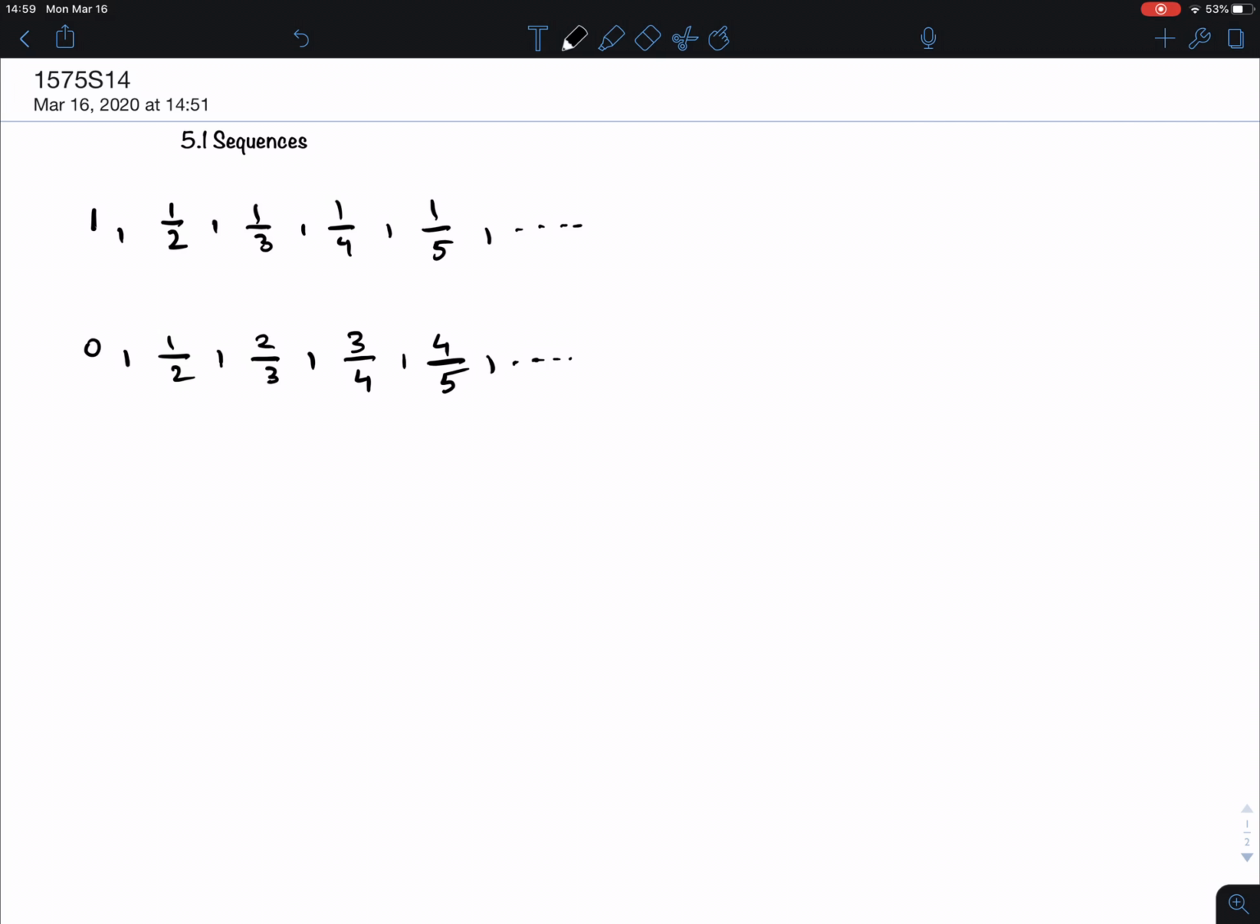A sequence: here, I have written already two sequences for you. What you notice is it's a bunch of numbers, right? But you see the dot, dot, dot here. The dot, dot, dot means it doesn't stop. There are more numbers to come. And in fact, how many? Infinitely many. That's what a sequence for us will be: infinitely many numbers.